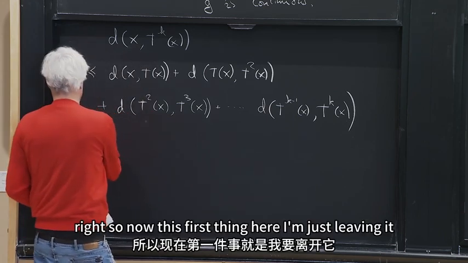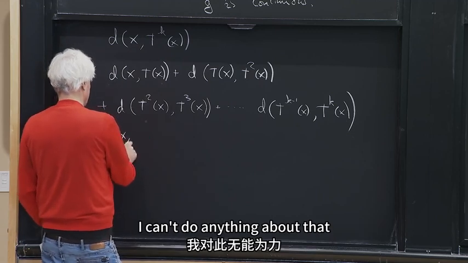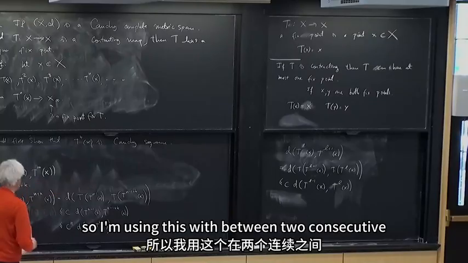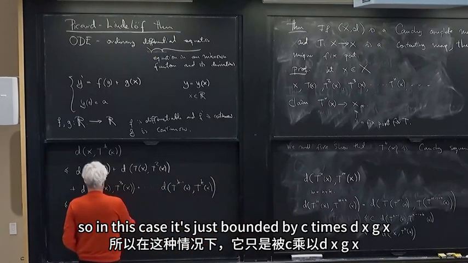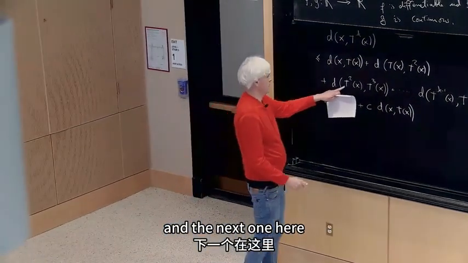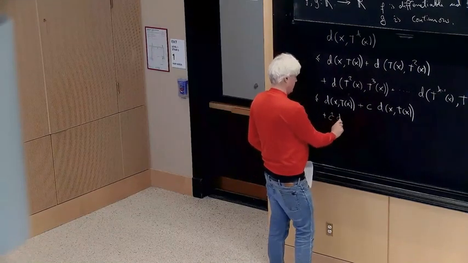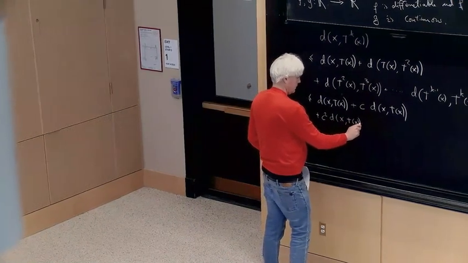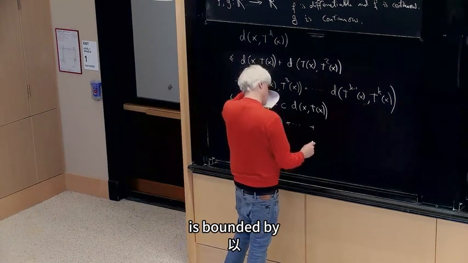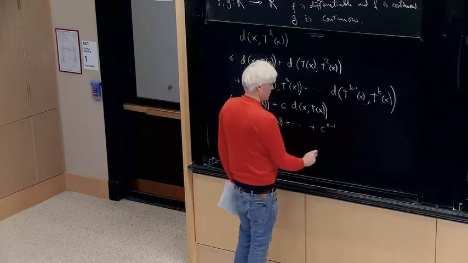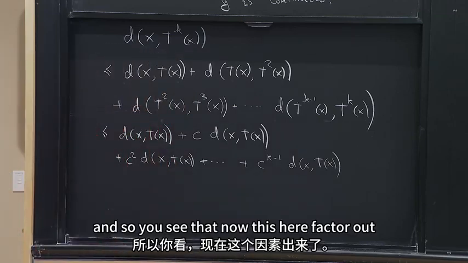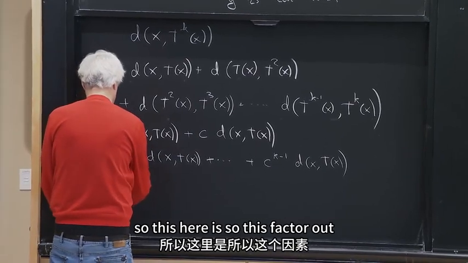So now this first thing here, I'm just leaving it. I can't do anything about that, so I just take that. This one here, I'm using the contraction between two consecutive terms, so in this case it's just bounded by c times d(x, Tx). And the next one is bounded by c squared d(x, Tx), and so on, up to this one, which is bounded by c^(k-1) d(x, Tx). And so you see that now this factors out.